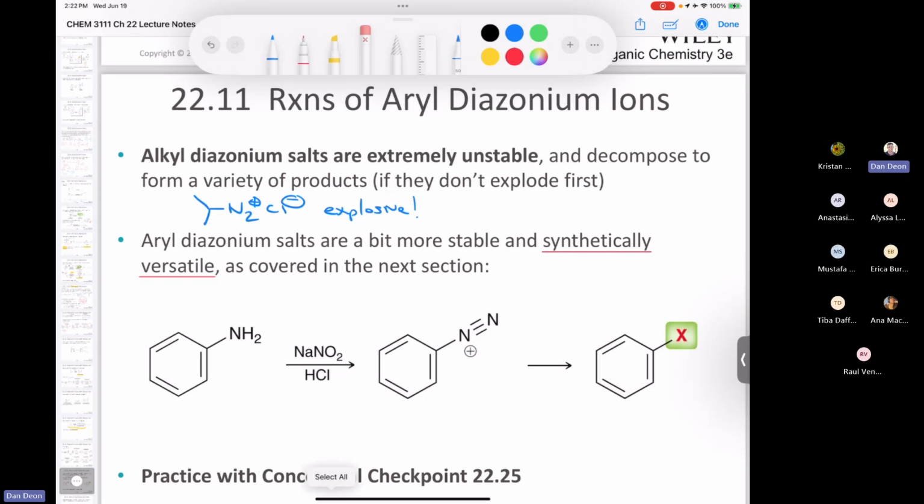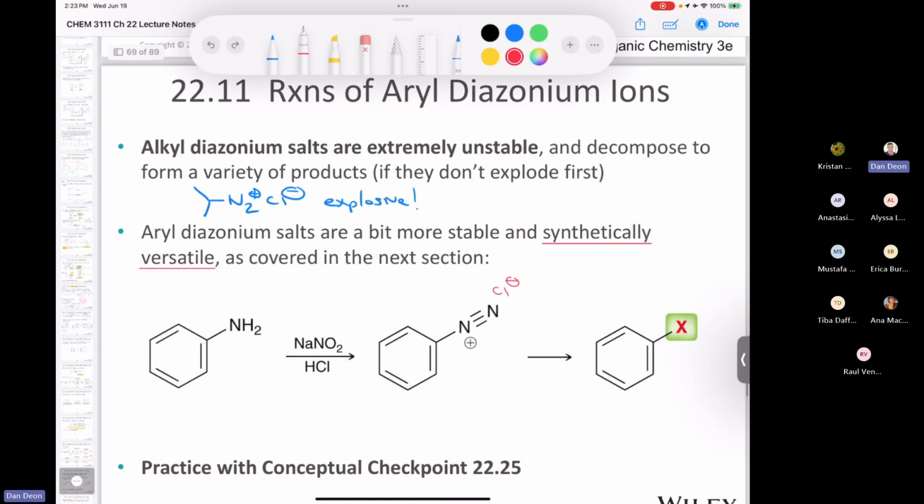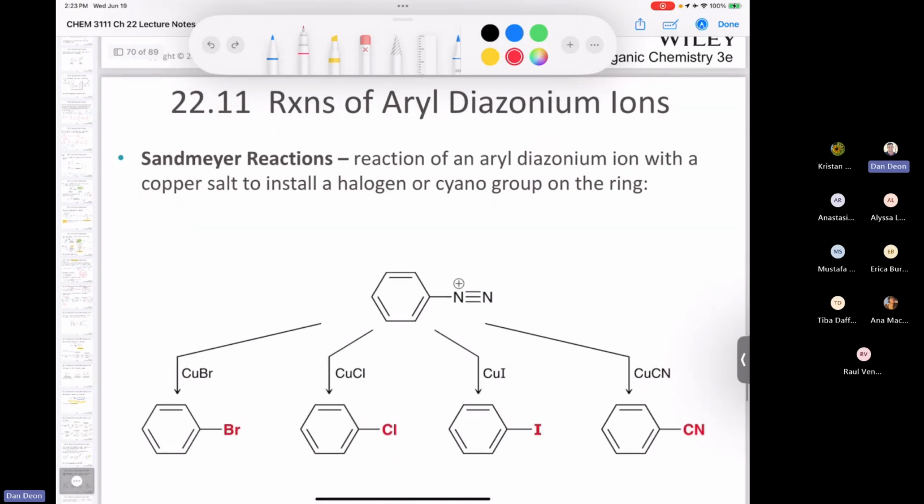Now you notice that we're leaving out the counterion here, which is the chloride. Sometimes it's included, sometimes it's left out. But the bottom line is once you diazotize or form an aryl diazonium salt, it's very useful. You can put a whole bunch of different substituents in there. And that brings us to the next class of reactions, which are all named after one person. These are called the Sandmeyer reactions. And it's the reaction of an aryl diazonium ion. Again, the chloride is not shown here. You could put it in, it's just a counterion.